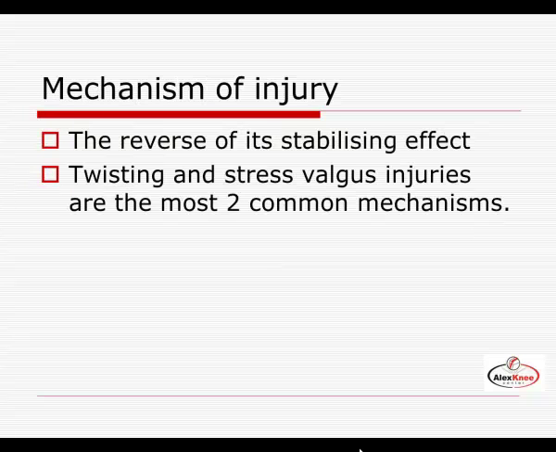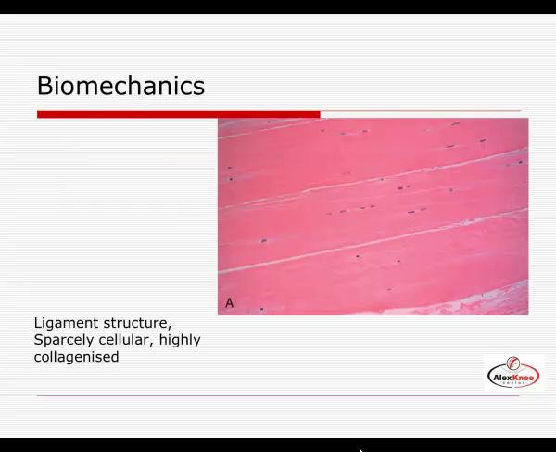So the mechanism of injury is going, logically, to be the reverse of this, the reverse of its stabilizing effect. And the two most common mechanisms of injury are twisting and stress valgus injury.